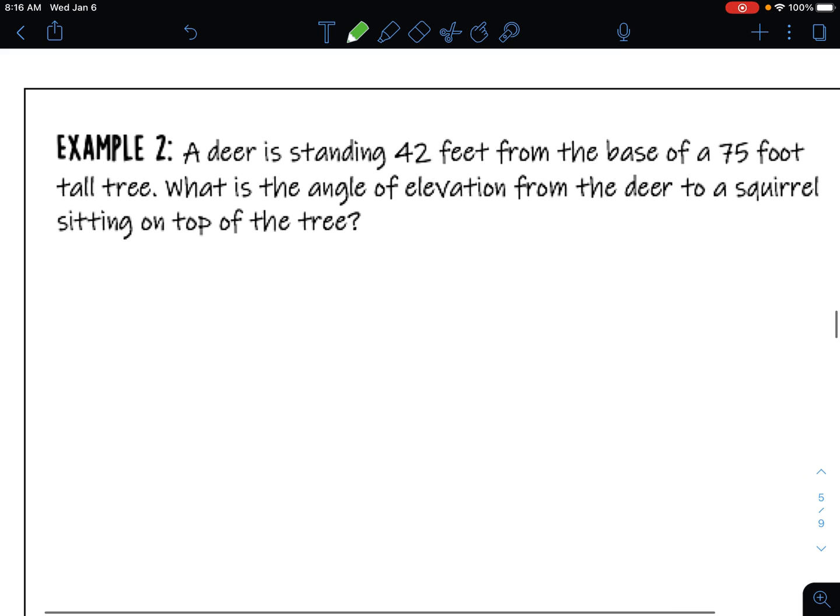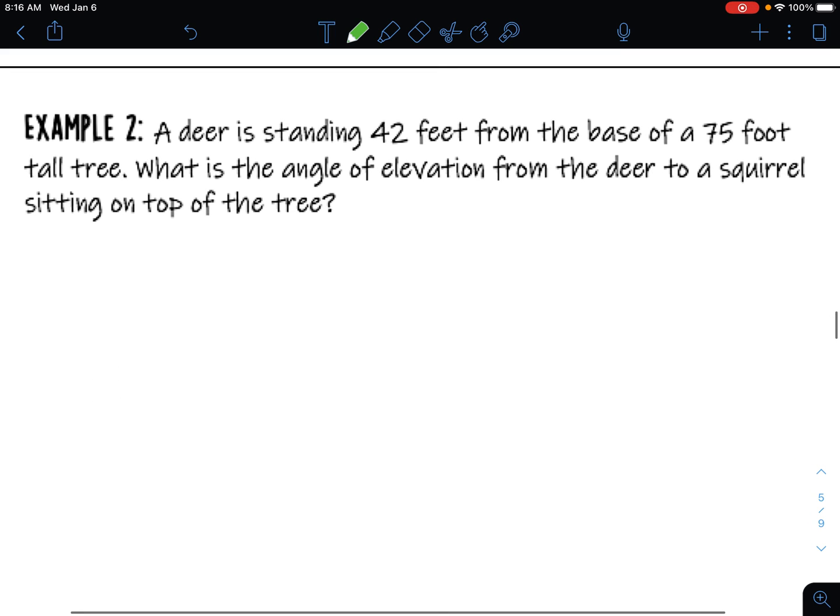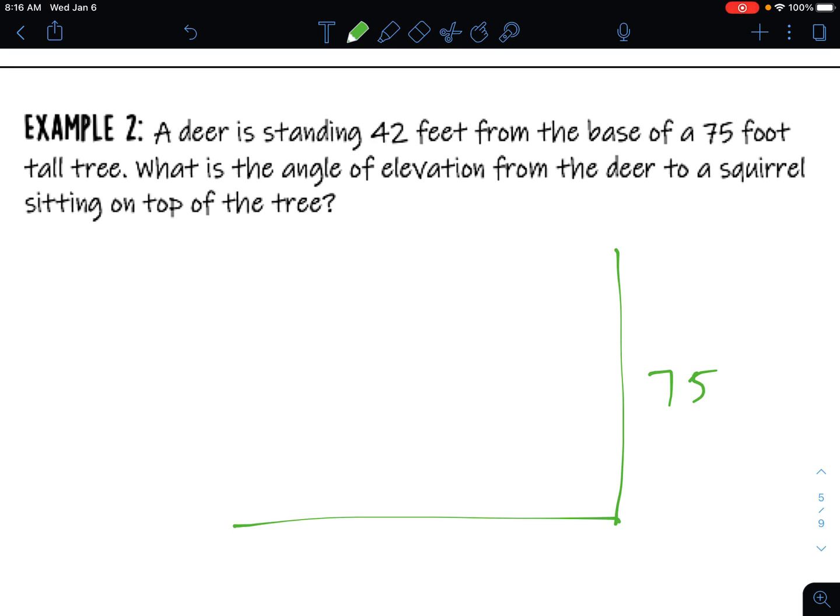All right, a deer standing 42 feet from the base of a 75-foot tall tree. Here's my tree. It's 75 feet tall. I'm not even going to attempt to draw the deer, but the deer is standing 42 feet away from the tree. What is the angle of elevation from the deer to a squirrel sitting atop the tree? So we can draw this piece in, and then we want to find the angle of elevation down there.